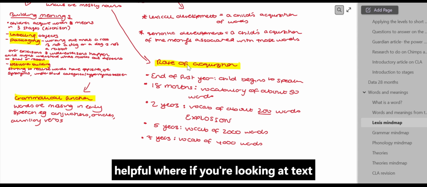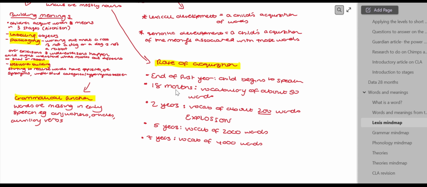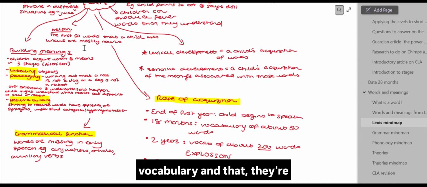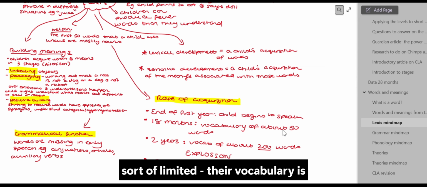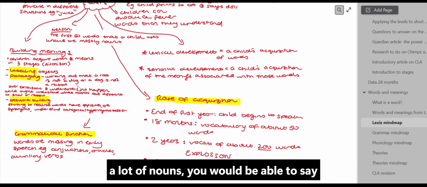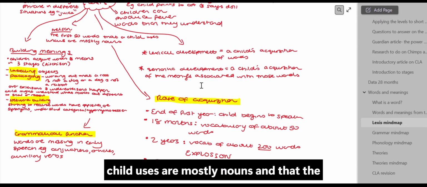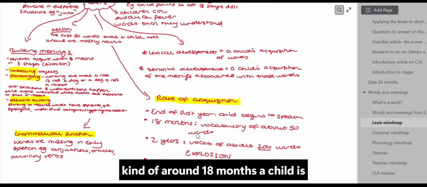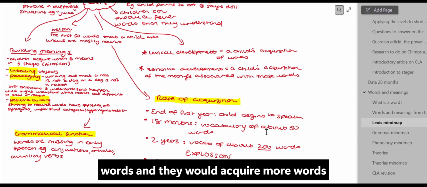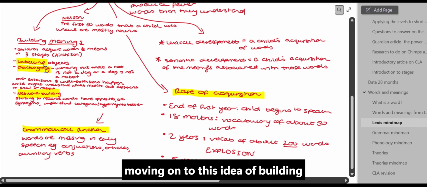This is helpful if you're looking at a text from a child around the 18 or 20-month mark, and their vocabulary is around that 50 word mark and it's a lot of nouns. You would be able to say this is in keeping with Nelson's theory that the first 50 words a child uses are mostly nouns, and that at around 18 months a child is able to produce on average around 50 words, and they would acquire more words as they progress with age.